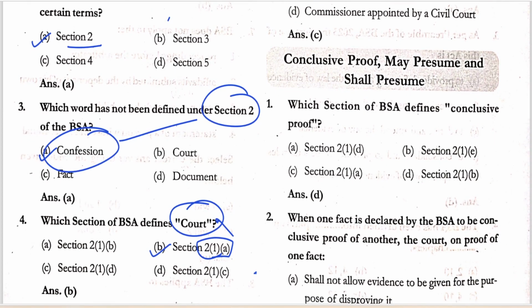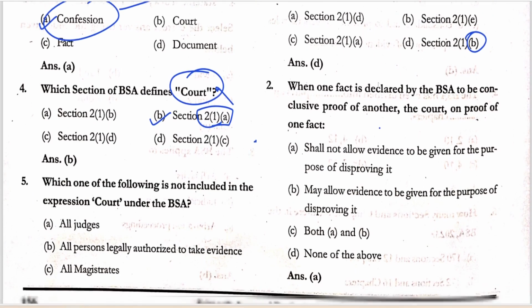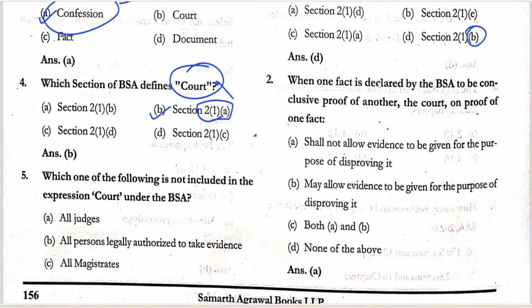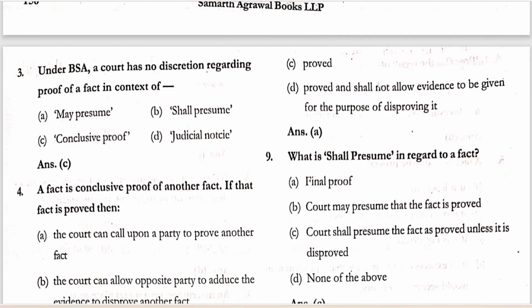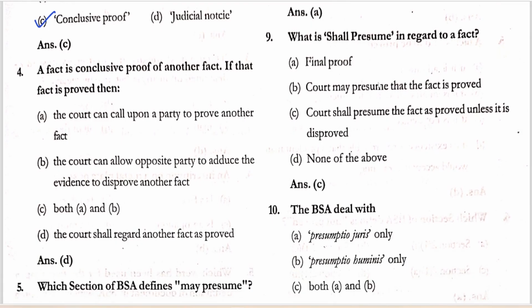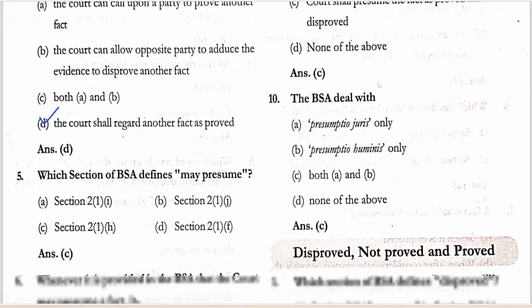Conclusive proof. Which section of the BSA defines conclusive proof? Conclusive proof is 2(1)(b). Which one of fact is declared by BSA to be conclusive proof of another? The court on proof of one fact shall not allow evidence to be given for the purpose of disproving it. Under BSA, a court has no discretion regarding proof of a fact in context of conclusive proof. A fact is conclusive proof of another fact if that fact is proved, then the court shall regard another fact as proved.